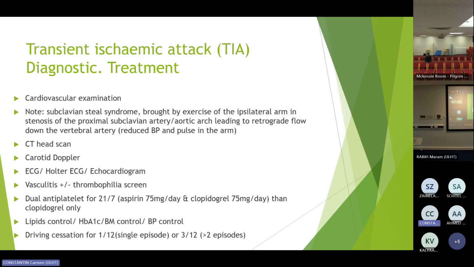Very important is that in TIA, you'll notice that we are actually stopping patients driving. DVLA recommendation is different. If the patient had a single episode, it's going to be driving cessation for a month. But if we have 2 or more episodes with negative MRI head scan, it will go for 3 months driving cessation.